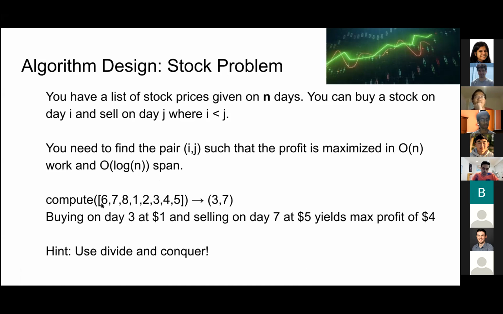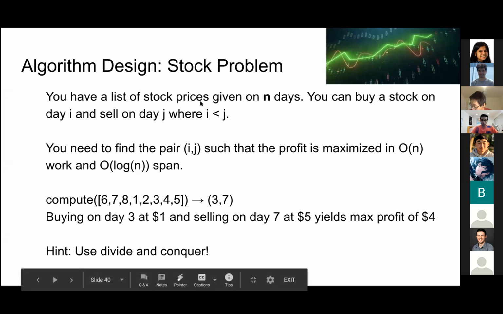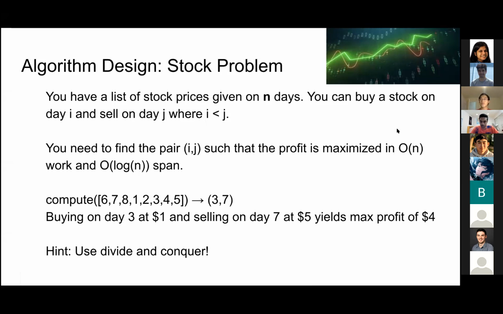So for an example over here, we have these stock prices 6, 7, 8, etc. The best day to buy is on day 3, which is 0, 1, 2, 3, over here. So you buy it at $1 and then you sell it on the last day at $5. That gives you a profit of $4. You can try it with different pairs and you'll find that that's the best possible pair to buy and sell to maximize your profit. So your goal here is to use divide and conquer to solve this problem in a parallel fashion. I'll give you a few minutes to think about it. Ask me any questions if anything is unclear.